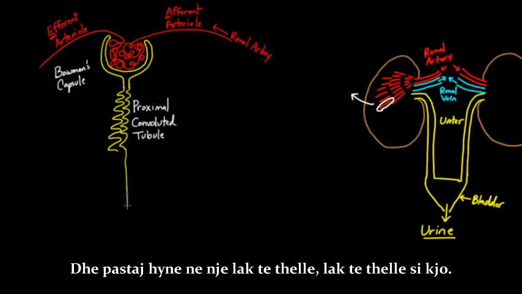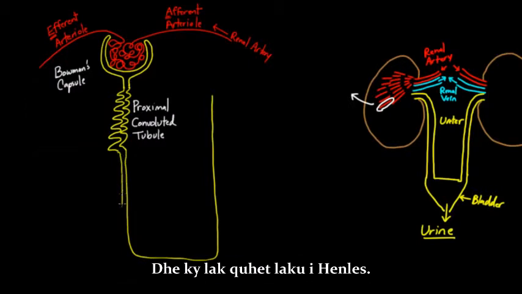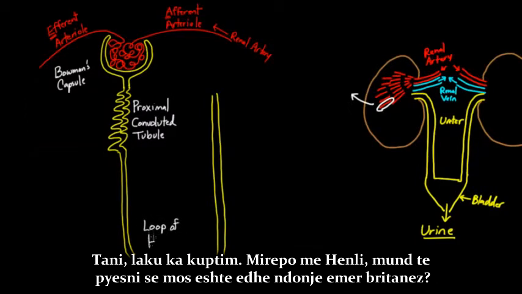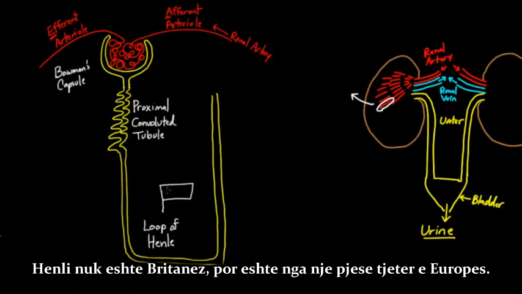And then it gets into kind of a long, deep loop, like that. And this loop is called the loop of Henle. Loop of Henle. So you're seeing now part 3 is loop of Henle. Now, loop makes sense, but of Henle, you've got to wonder, again, is this another British guy? Who is Mr. Henle? And Mr. Henle, it turns out, is actually not British, but he's from another part of Europe.